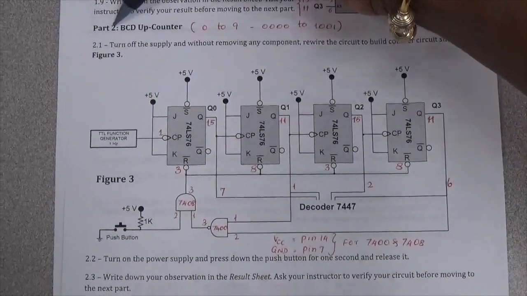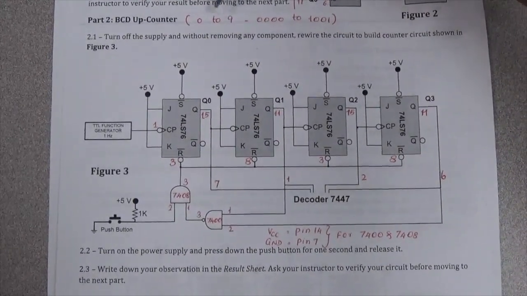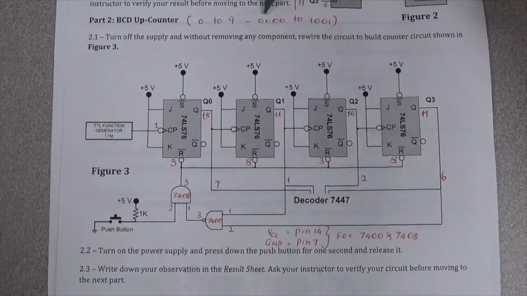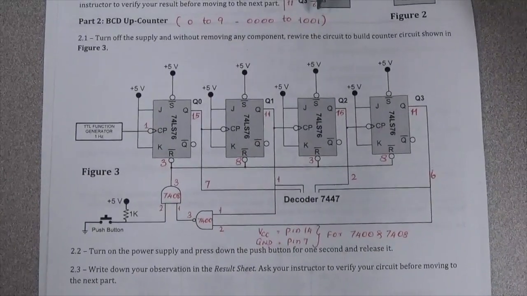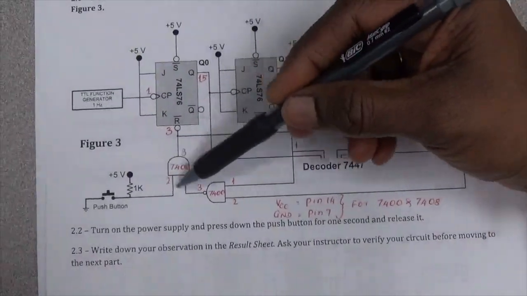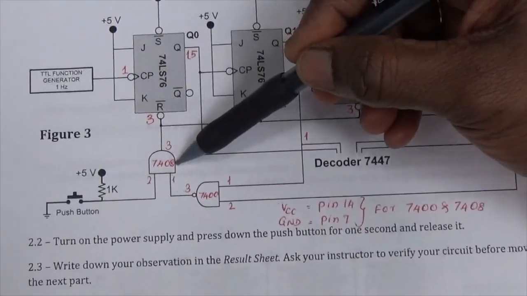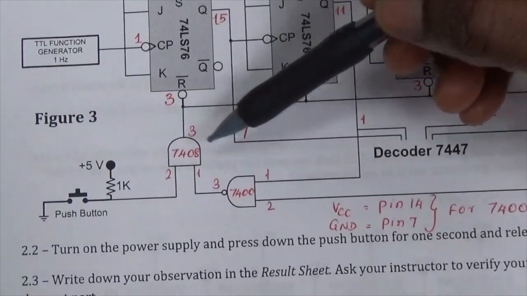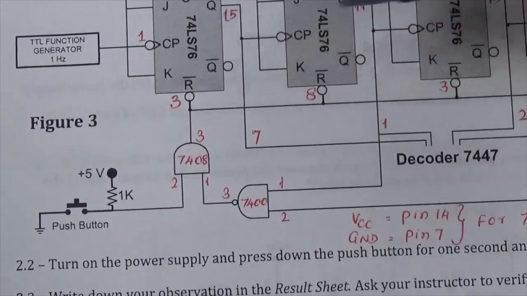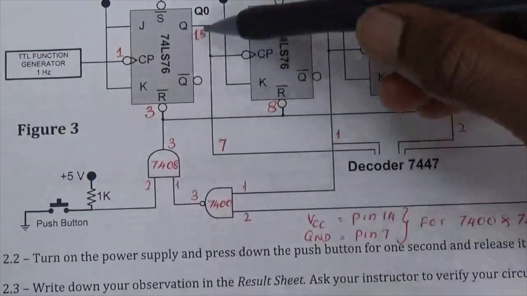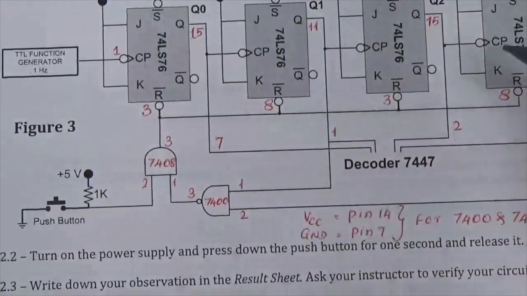Now let's do part 2, which is BCD up counter, that has to count from 0 to 9 on your 7-segment display, and on the LEDs you should see 0000 to 1001. The count sequence is adjusted with these two gates 7400 and 7408. When the count 1010 comes, it's going to be given to the reset inputs of 74LS76, and it is going to reset all of them to 0000.